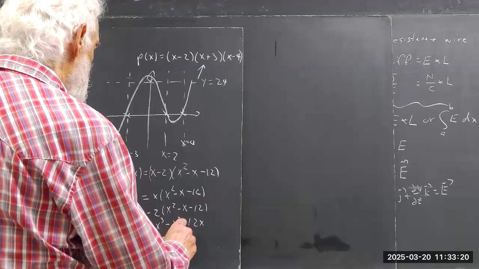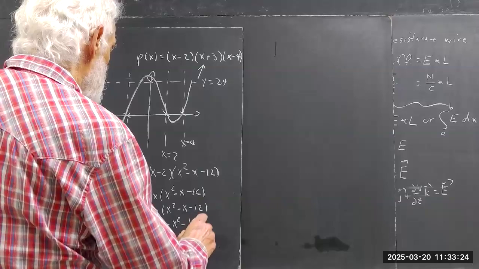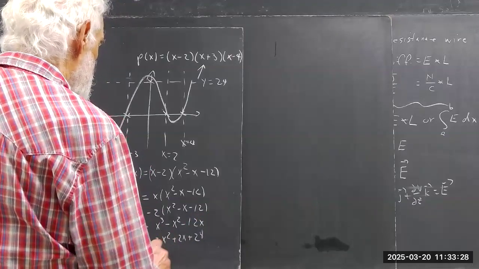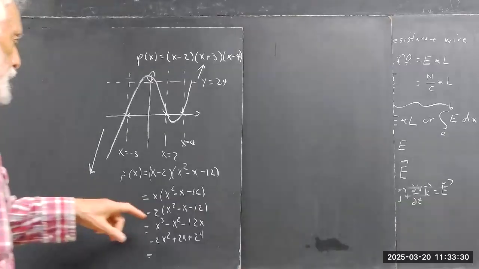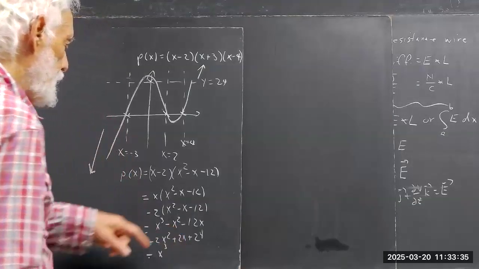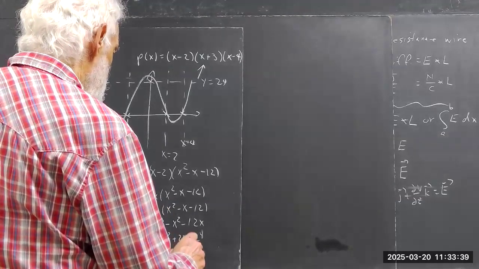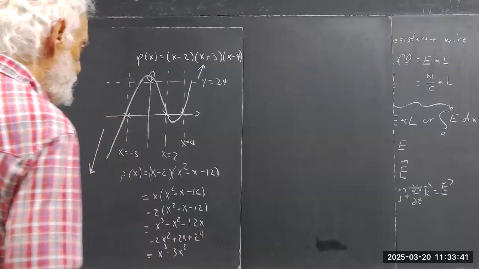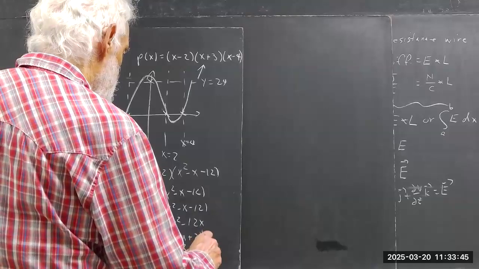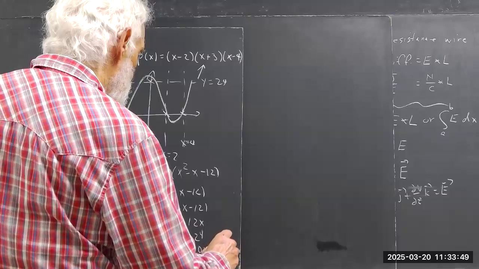And then you're going to get minus 2x squared plus 2x plus 24. Then you put all that together, you've got x cubed. The minus x squared and the minus 2x squared give you minus 3x squared. The minus 12x and the plus 2x give you minus 10x. And now you've got the polynomial expanded.